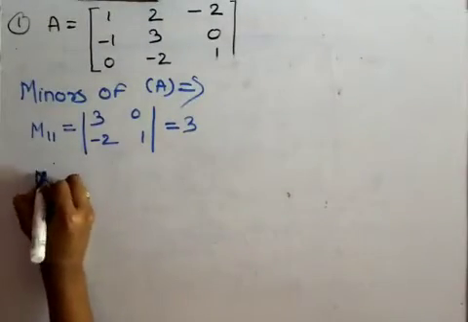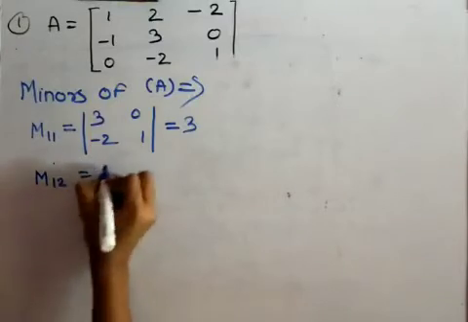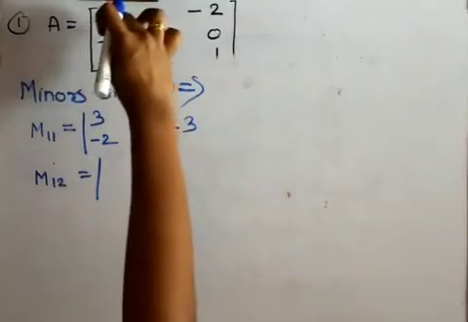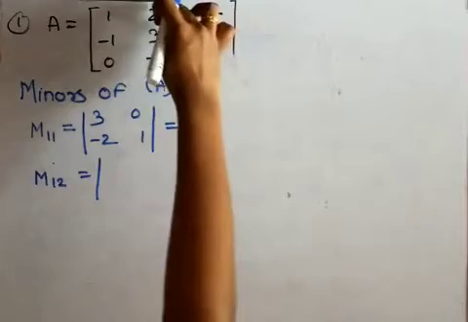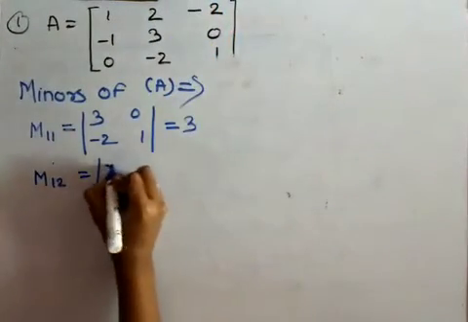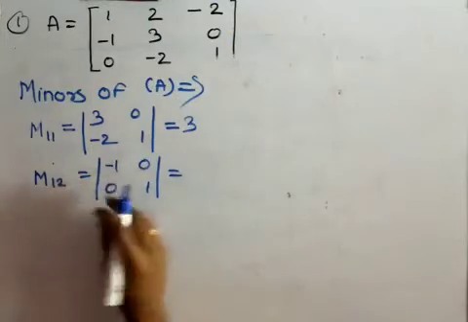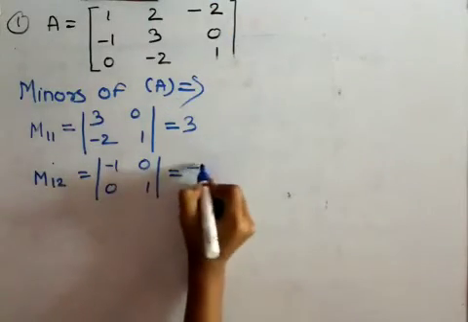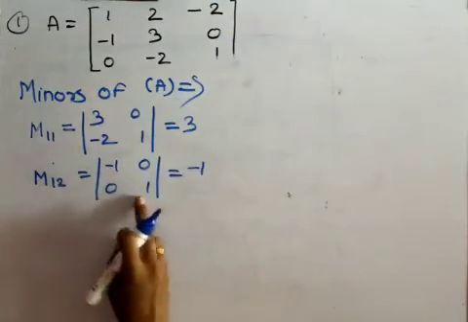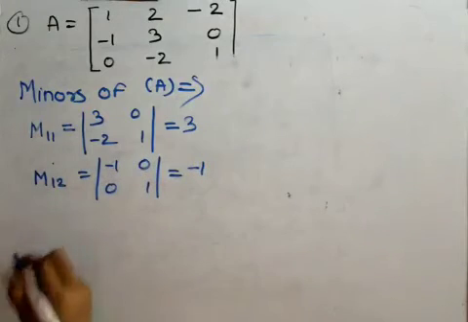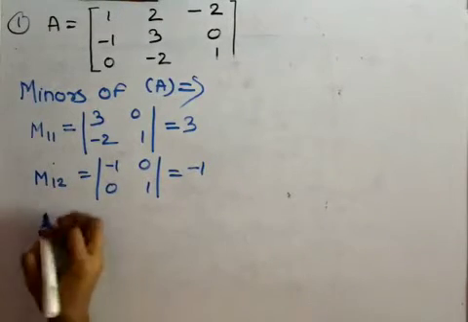Next, M12. For this we want to neglect first row, second column. So we get minus 1, 0, 0, 1. The answer is cross multiply: minus 1 into 1 is minus 1, minus 0 into 0. So minus 1 minus 0 is minus 1.